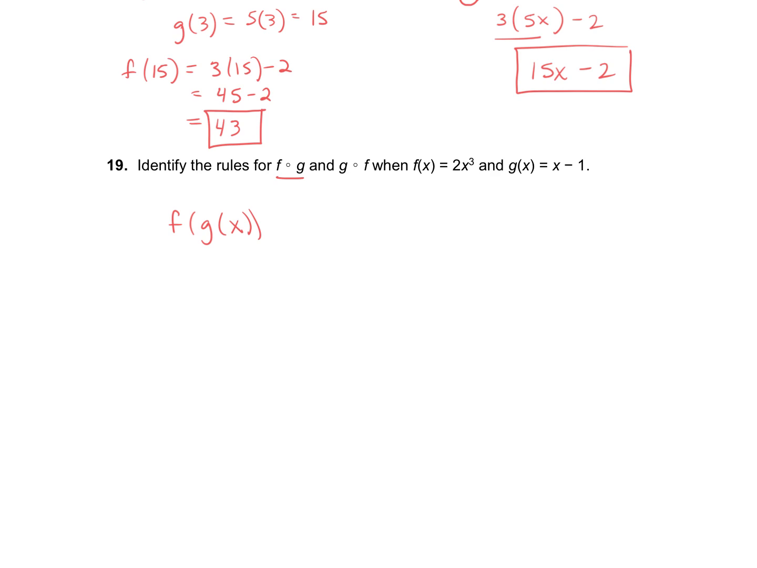Okay, so f of g of x, we're going to take our g function and substitute it into our f function. So if I come over here, our g function is x minus 1. We're going to substitute it into the f function. So that's going to give us 2 times, we're going to substitute the x minus 1 in for the x, and then we have that to the third power. And then we're going to simplify this.